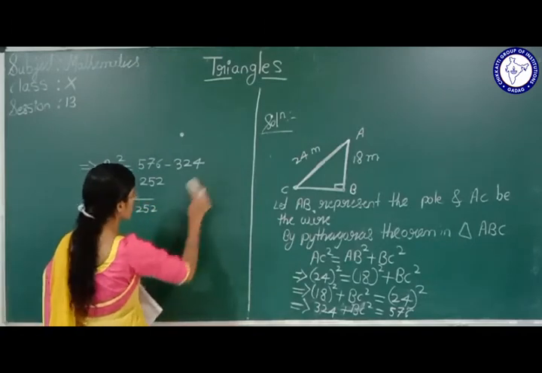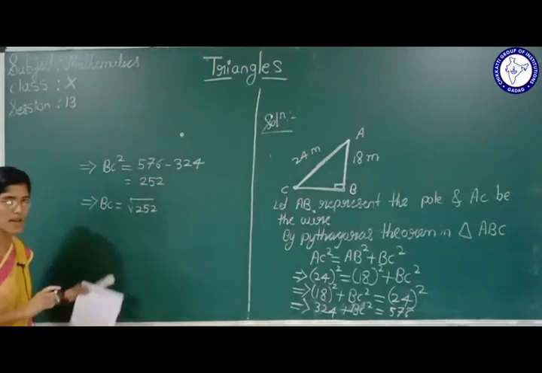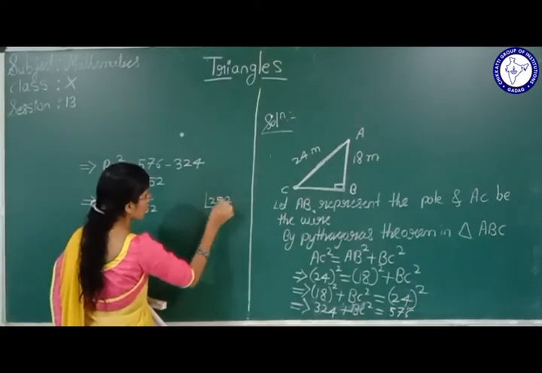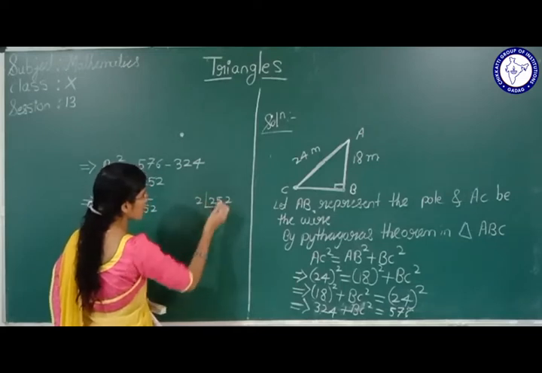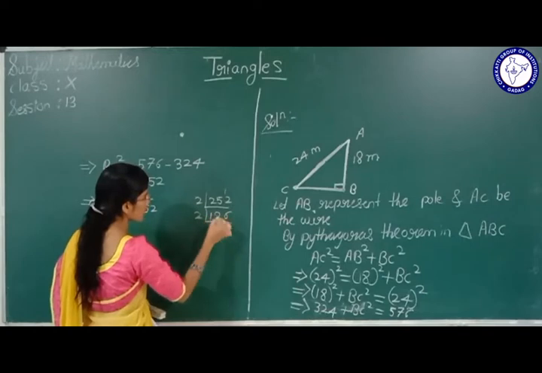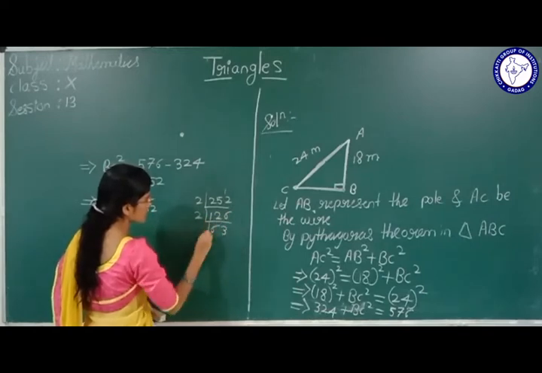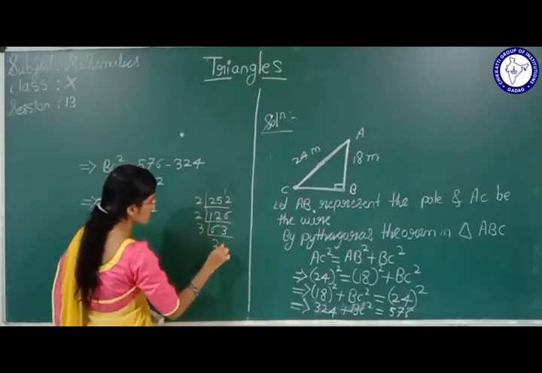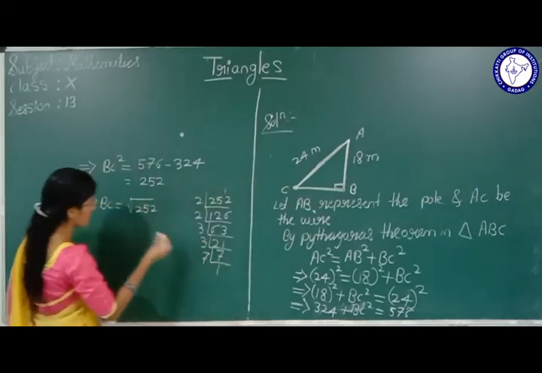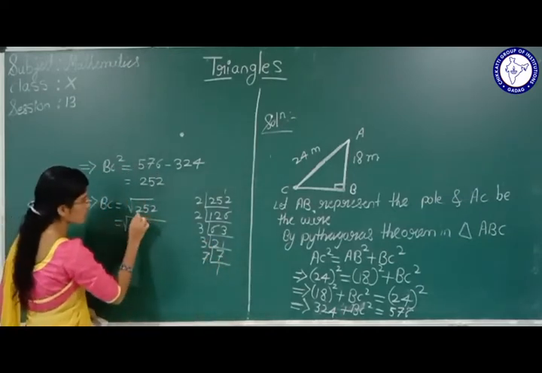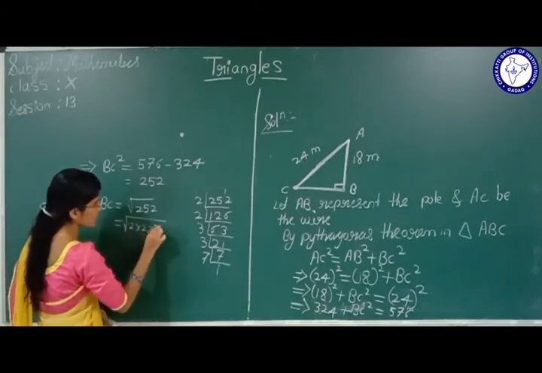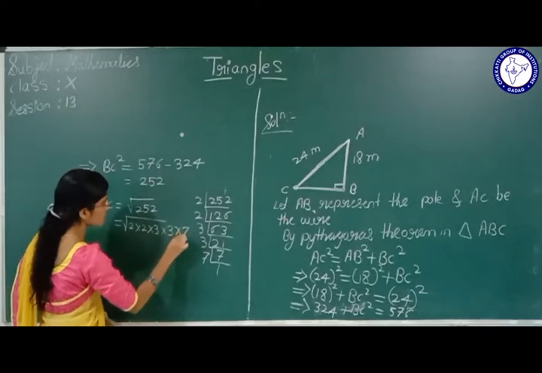Now we will find out what is square root of 252. By prime factorization method we will go. Okay. 252. 2 ones are 2, 2 twos are 4. 1 remains. 2 6s are 12. 2 6s are 12. 2 3s are 6. 3 2s are 6, 3 ones are 3. 3 7s are 21, 7 ones are 7. So square root of 252 can be written as 2 multiplied by 2, 3 multiplied by 3, into 7.